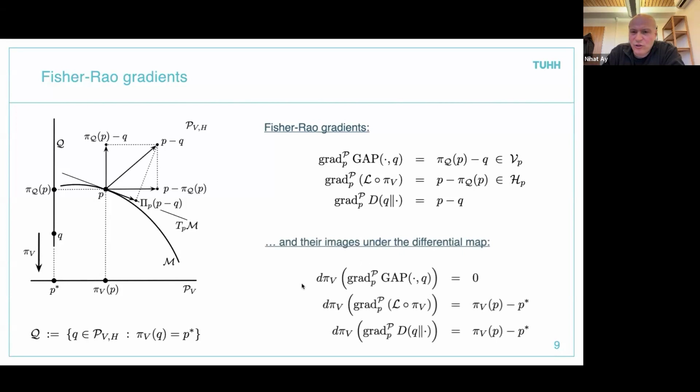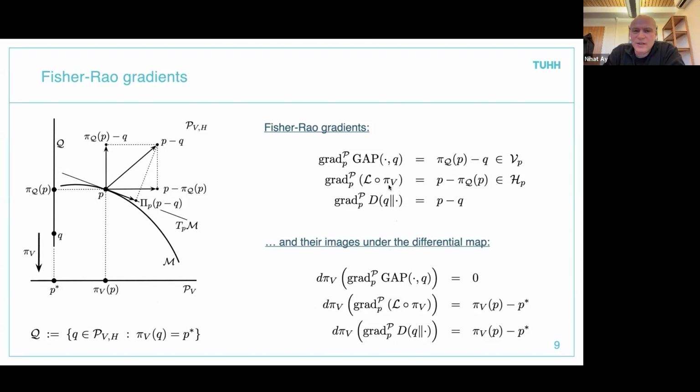Now we consider the differential of these Fisher-Rao gradients. And because the Fisher-Rao gradient of the gap is pointing in vertical direction, which is the kernel of the differential, it maps it to 0. And the Fisher-Rao gradient of the actual function that we want to optimize is mapped to the difference vector here, which corresponds to this difference here in the horizontal line. And the differential of the Fisher-Rao gradient of the full Kullback-Leibler divergence is simply the projection of this difference vector, which is again this difference vector.